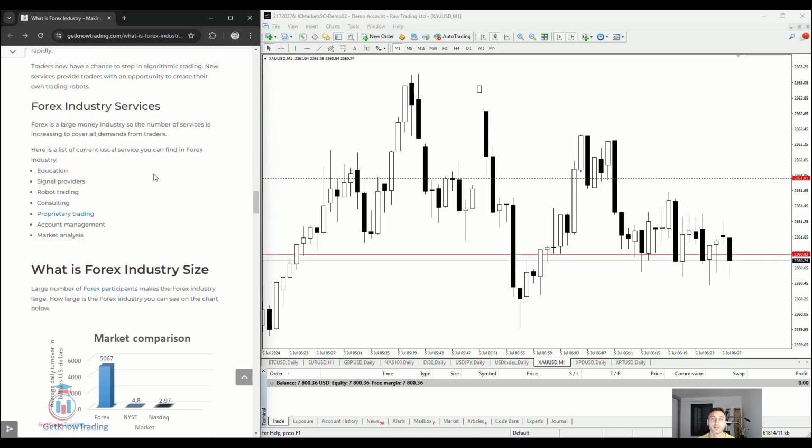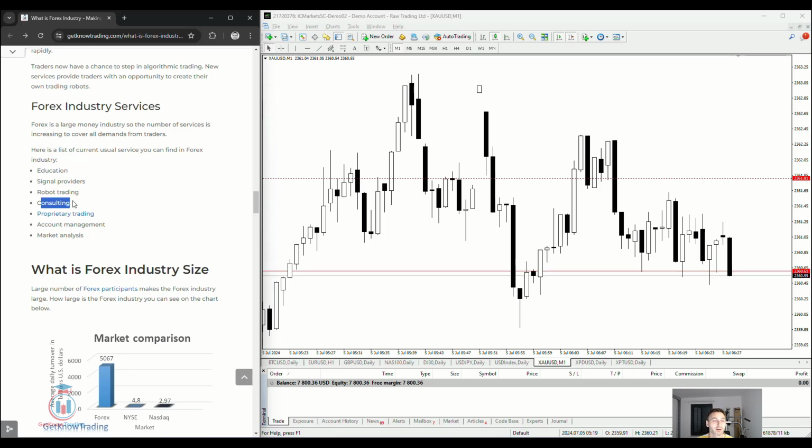Now, what kinds of industry services are there on the Forex market? There are several services that you will see, provided by companies or individuals. For example, I also provide trading information, how to trade on the Forex market, and education about what the Forex market is, like in this example. Then you have signal providers, and robot trading, which means robots are trading for you. Then you have consulting, and proprietary trading, which means you are given some money to trade, and when you make money, you split the profit.